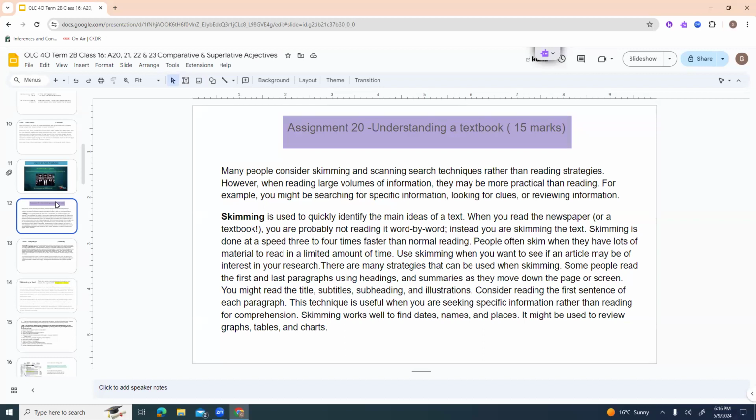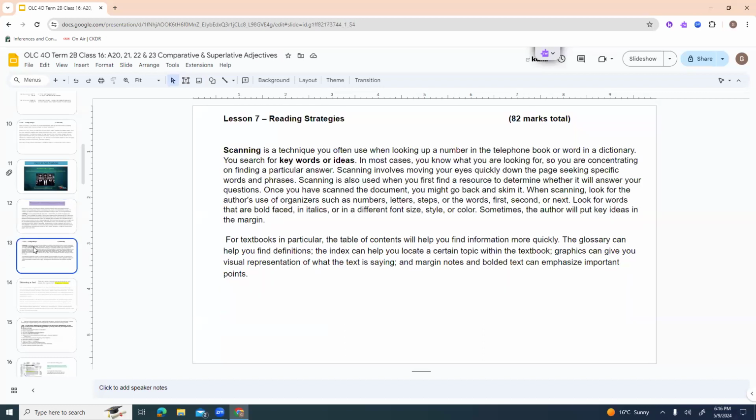Skimming also works really well when you're trying to find specific dates, names, places, and it can be used to review graphs, tables, or charts.